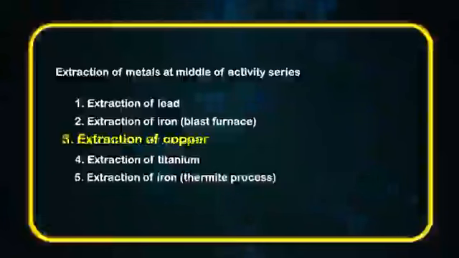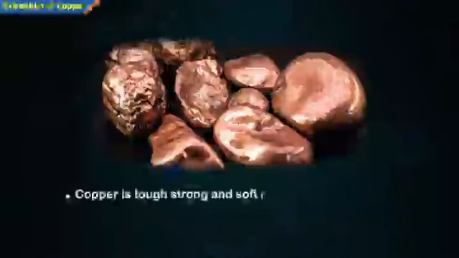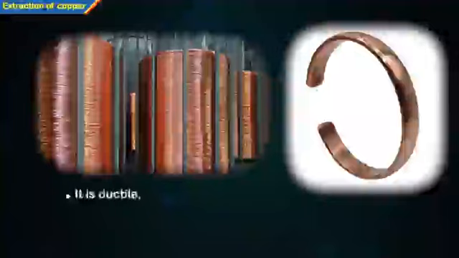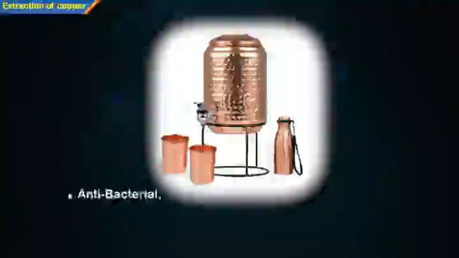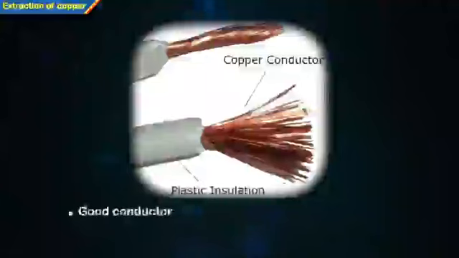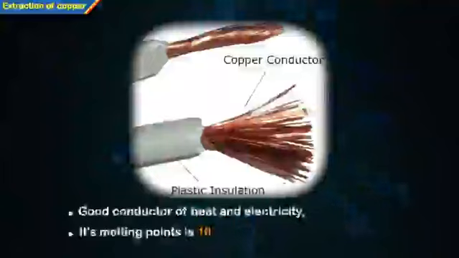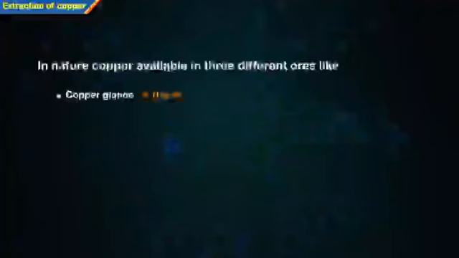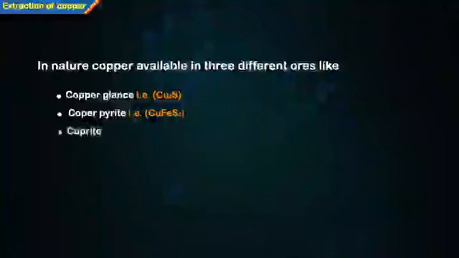Extraction of copper. Copper is a tough, strong, and soft reddish metal. It is ductile, antibacterial, non-magnetic, and is a good conductor of heat and electricity. Its melting point is 1083 degrees Celsius. In nature, copper is available in three different ores like copper glance, that is Cu2S, copper pyrite, that is CuFeS2, and cuprite, that is Cu2O, that is ruby copper.